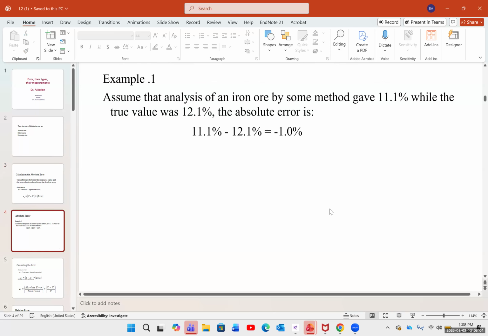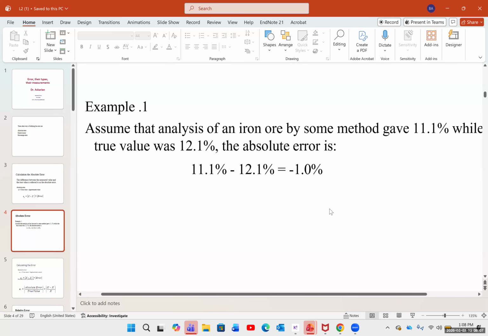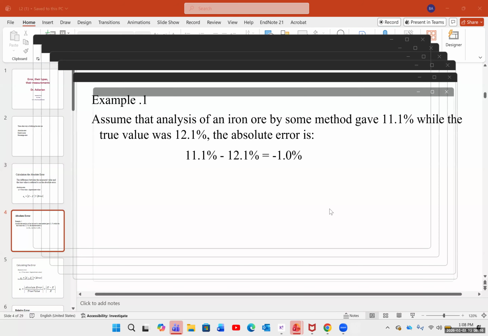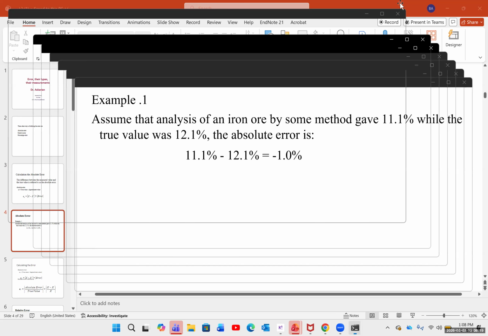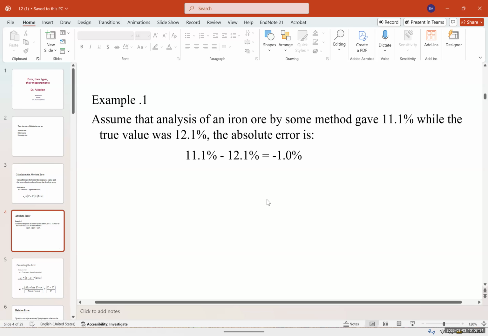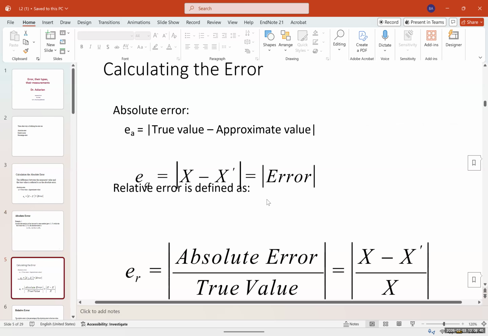Now, for example, assume that the analysis of an iron ore by some method gave 11.1%, while the true value was 12.1%. We want to find the absolute error. So again, the absolute error is going to be the true value, which is 12.1, minus the measured value, which is 11.1, which gives us around 1%.